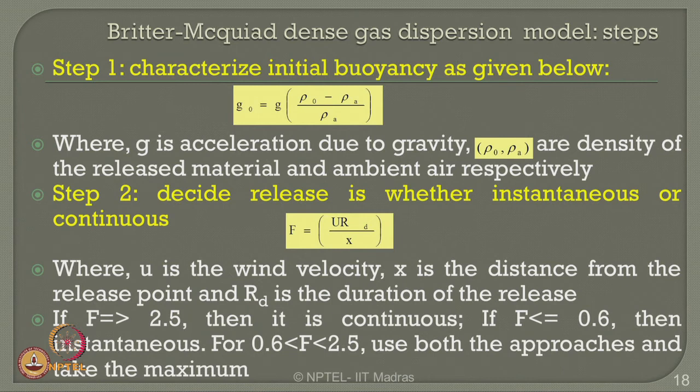If the value estimated from equation 2 here in step number 2 exceeds 2.5, then you treat this as a continuous model, which can be taken as a plume model. If the value computed from this equation is less than 0.6, then it remains instantaneous, which can be used as a puff model. If the value lies between 0.6 and 2.5, you can use both approaches of plume and puff model and see whichever gives you the maximum value, take that for your dispersion release.